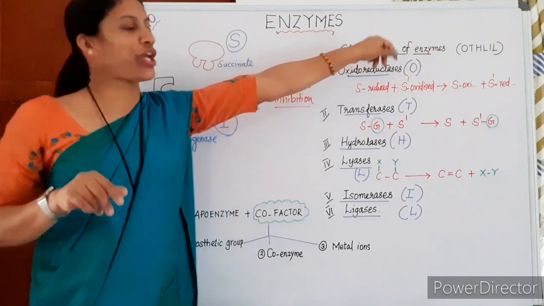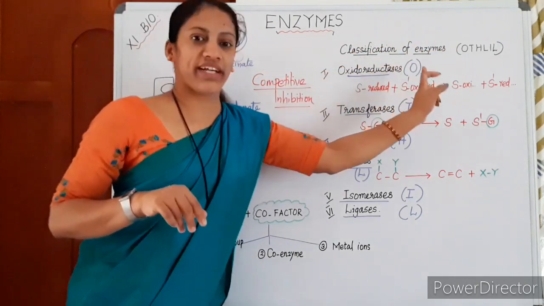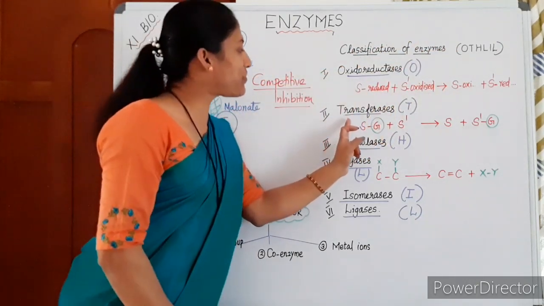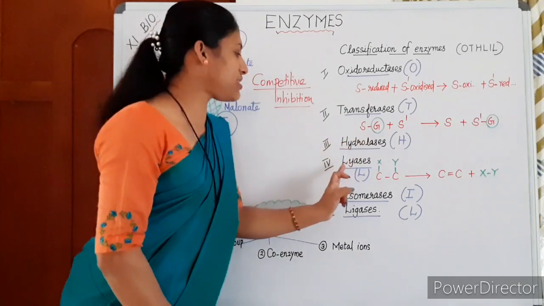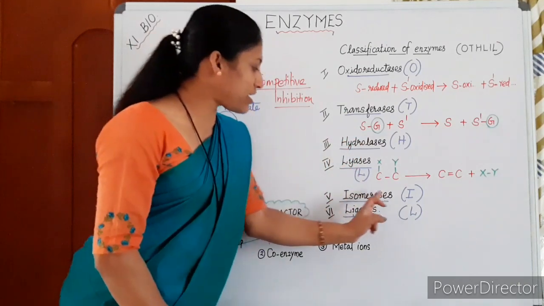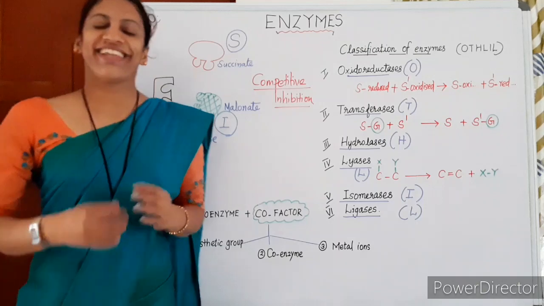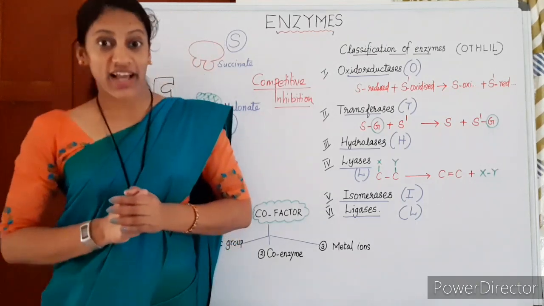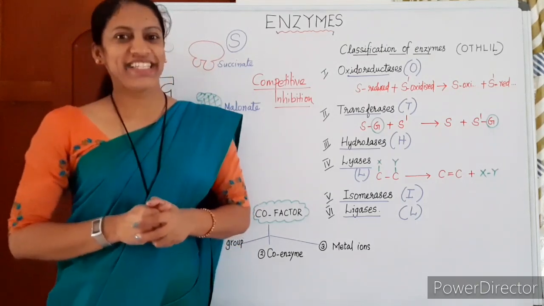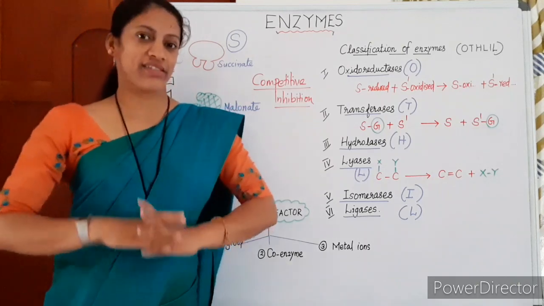O-T-H-L-I-L. Othlil. Okay. So O stands for oxidoreductases, T stands for transferases, H for hydrolases, lyases, isomerases, ligases. Then tell me, which are the 6 classes of enzymes? Enzymes are classified into 6 classes. Which are they?